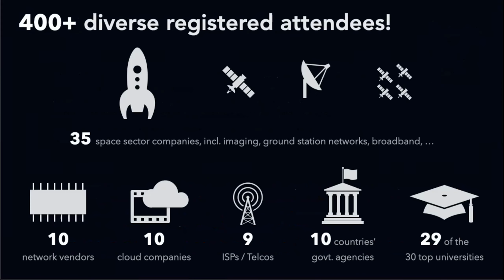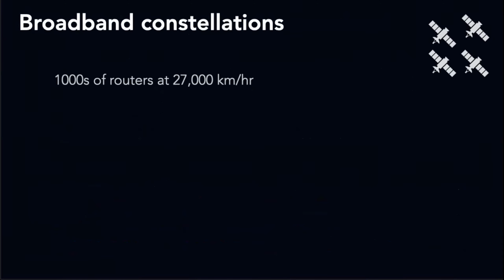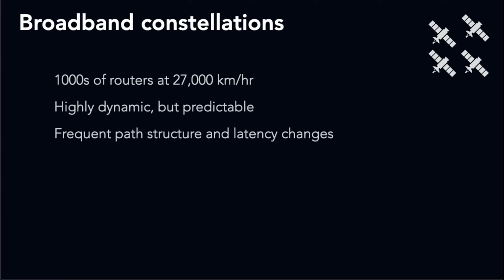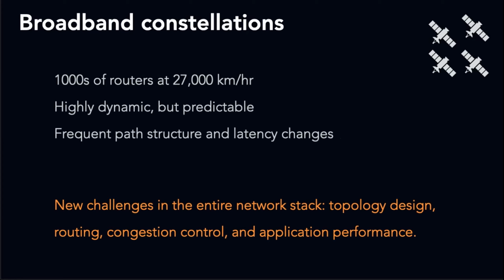Let's go on further to broadband constellations. So here we have thousands of routers zooming about in space at about 27,000 kilometers per hour, making these networks highly dynamic with frequent changes in path structure and the latency of end-to-end paths. This creates several challenges across the entire network stack: topology design, routing, congestion control, application performance. I'm being deliberately terse here because Bopum and Giacomo's talks tomorrow will cover many of these aspects. So I'll focus instead on some challenges that step outside the architecture of the planned LEO constellations.